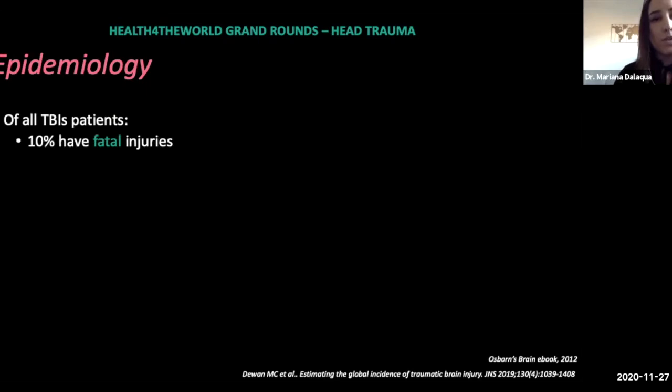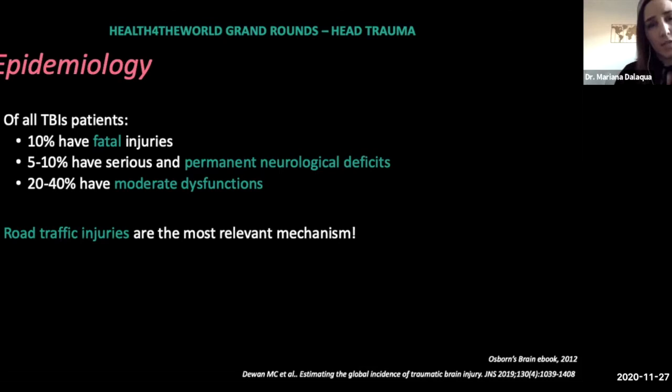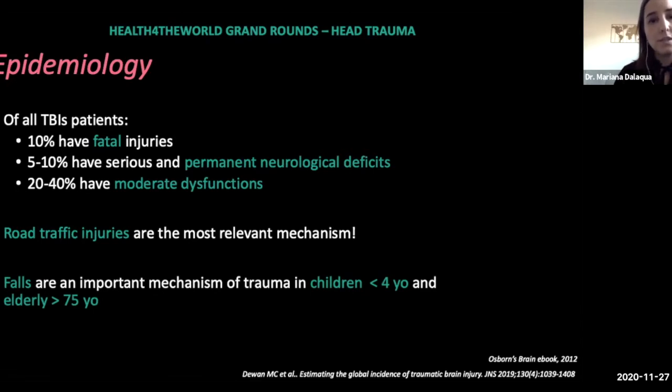So of all TBI patients, 10% more or less have fatal injuries, 5 to 10% will have serious and permanent neurologic deficits, and 20 to 40% will have moderate dysfunction. So it has an economic burden that is very important, not only for the patient himself, but also for the family. As I have already said before, road traffic injuries are the most relevant mechanisms. We have to remember that most affected patients are young men, but falls are also important, mainly for children younger than 4 years old and elderly people older than 75 years old. We shouldn't forget about that.